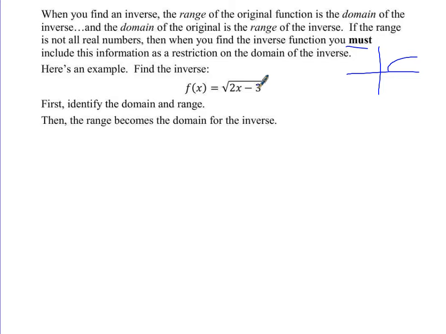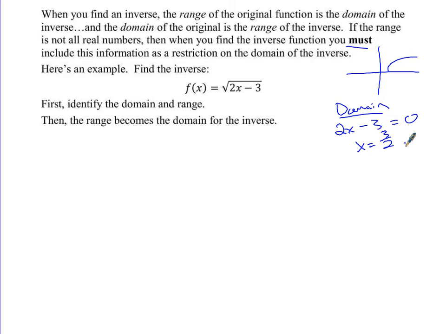So I'll take, for the domain, the 2x minus 3 and set it equal to 0. And then solve for x. Add the 3 to both sides, divide both sides by 2, and x equals 3 halves. So now the question is just, well, do we want x values that are bigger than 3 halves, or do we want x values that are less than 3 halves?